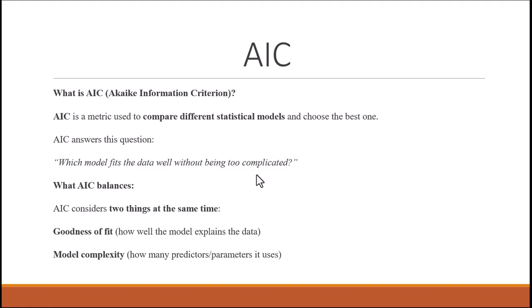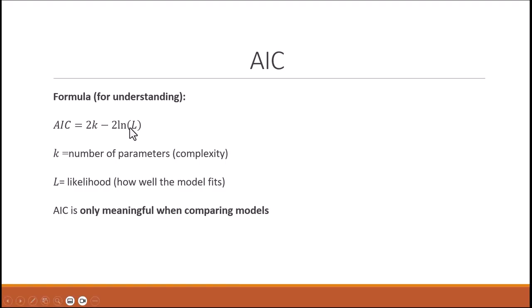And the accuracy of your model won't be high. So AIC considers two things at the same time. The first one is goodness of fit, or how well the model explains the data, and the second is model complexity, or how many predictors or parameters it uses. Here is its formula, and K represents the number of parameters or complexity. When you add parameters, AIC will increase.